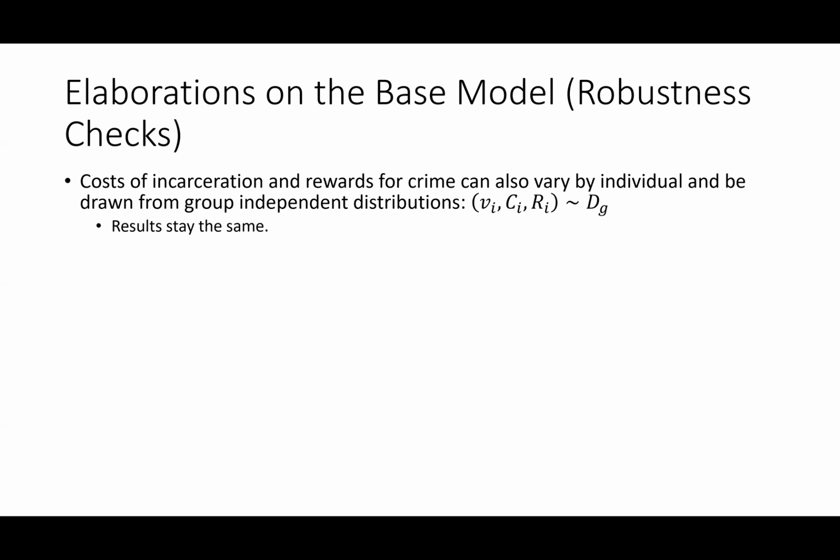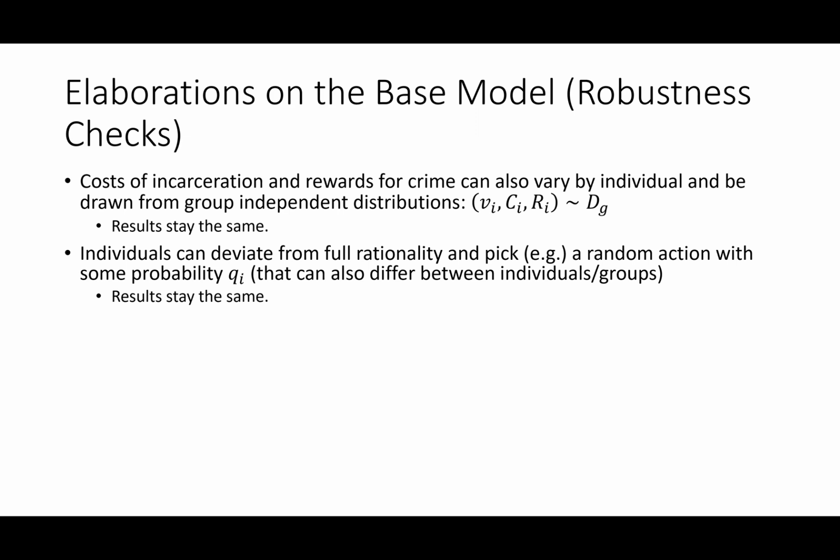We assumed in the talk, for simplicity, that these numbers C and R, the cost of incarceration and the reward for committing crime, were just fixed constants, but you can actually have those also vary by individual. They can be drawn from arbitrary distributions that depend on the groups. Nothing changes. We also assumed everyone was fully rational, that everyone was just an expectation maximizer. You can also mix into the population people who are irrational. They're just going to pick random actions, or they'll always commit crimes, or they'll never commit crimes. That doesn't change anything.